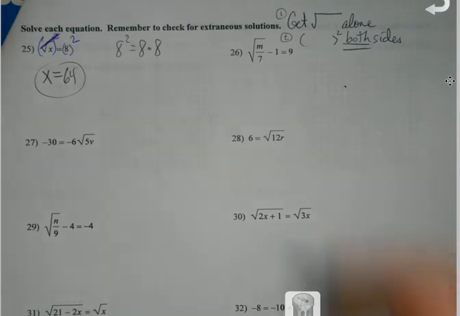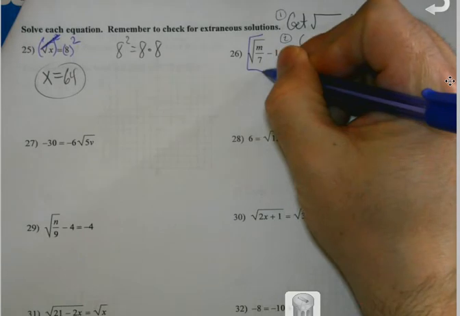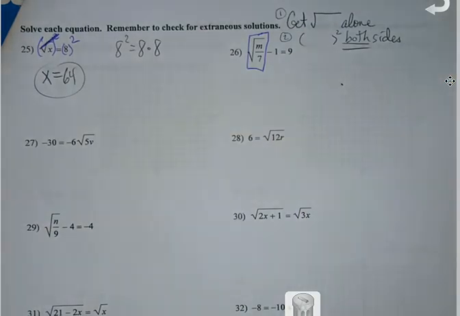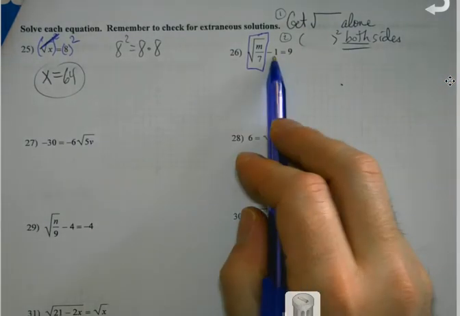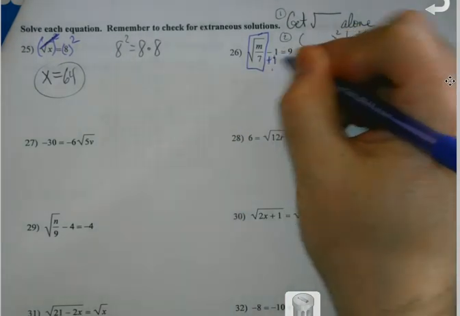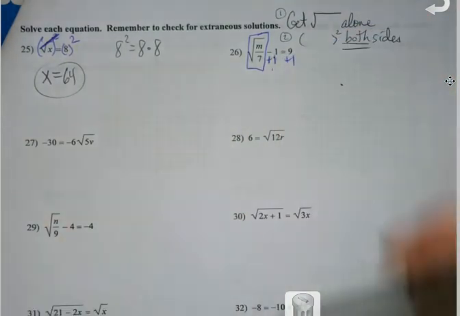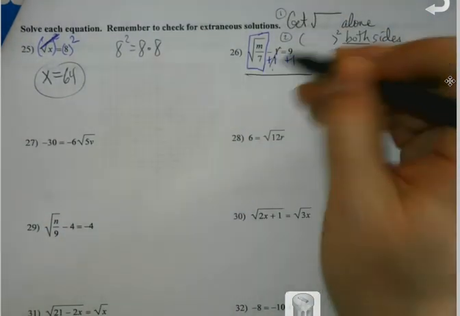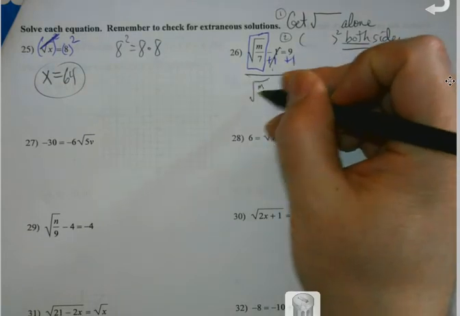Number 26, a little different. My radical is not alone yet. How do I get this out of there? Yeah, we're going to do the opposite, and we're going to add it. And I have to do that first. If I square first, I'm probably going to mess this up.